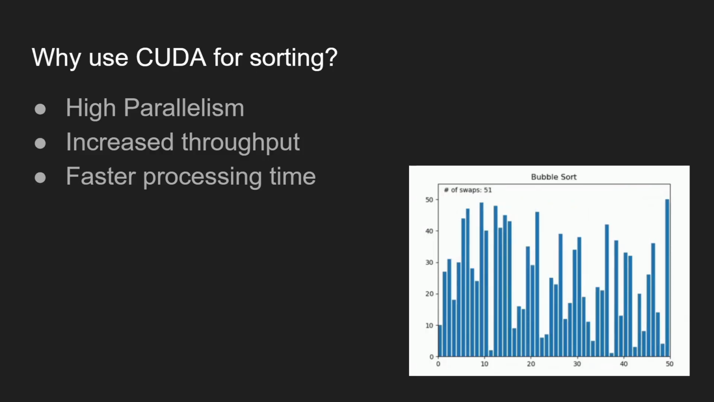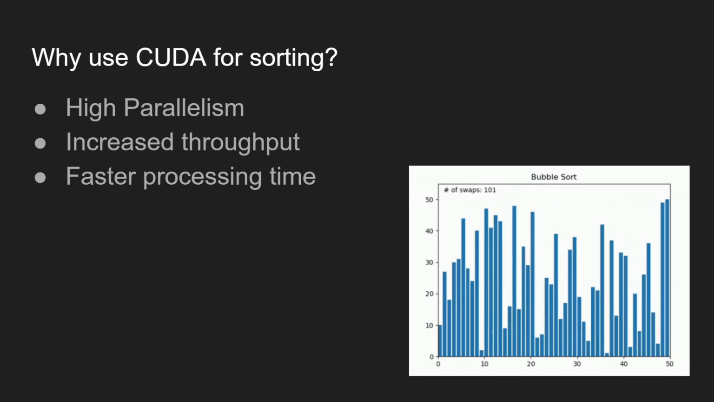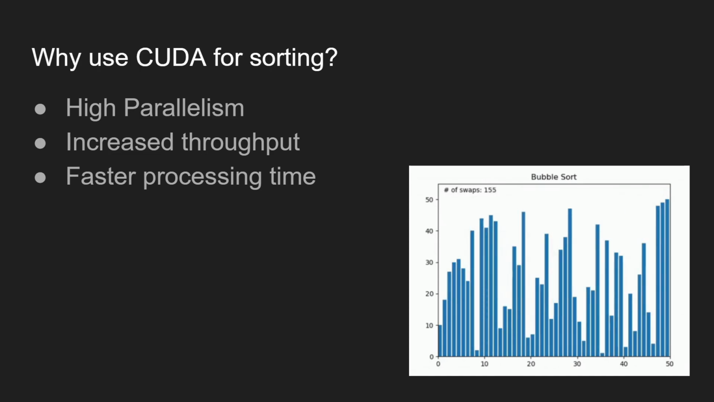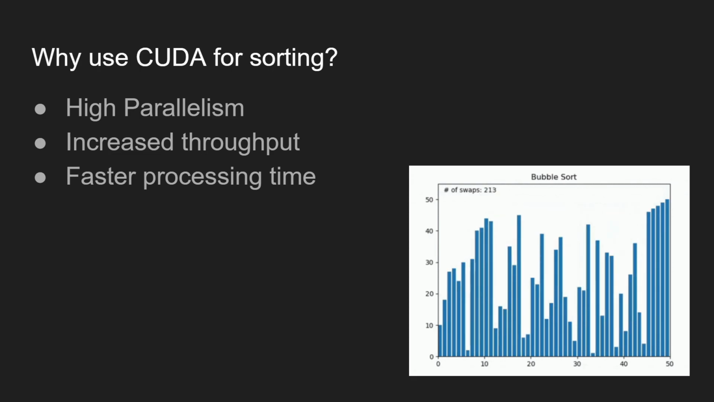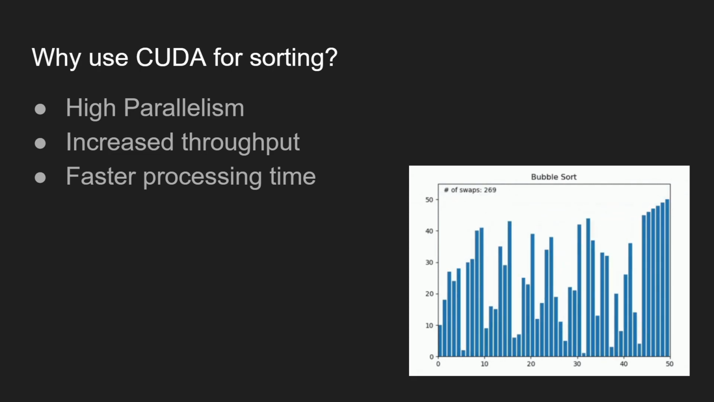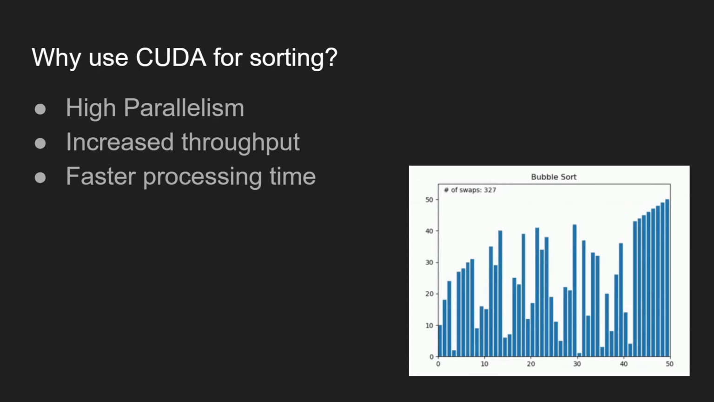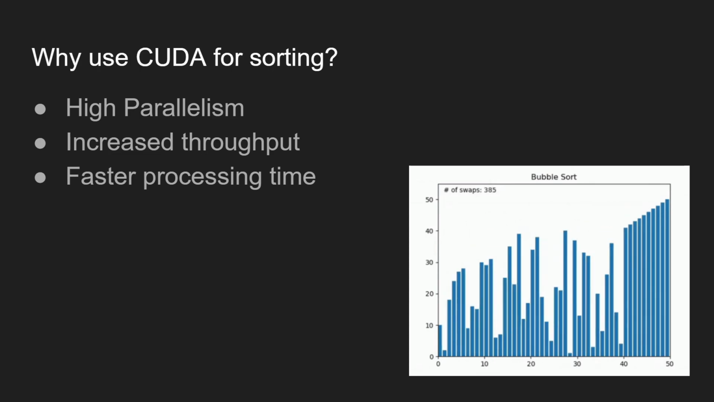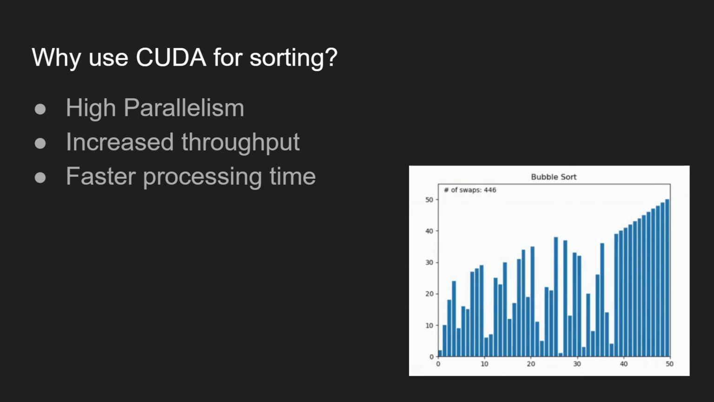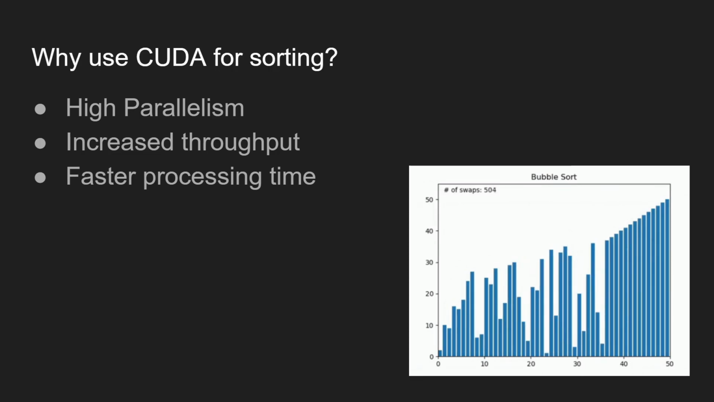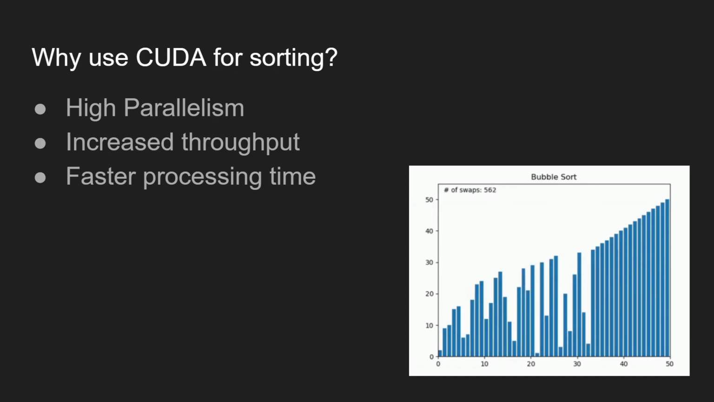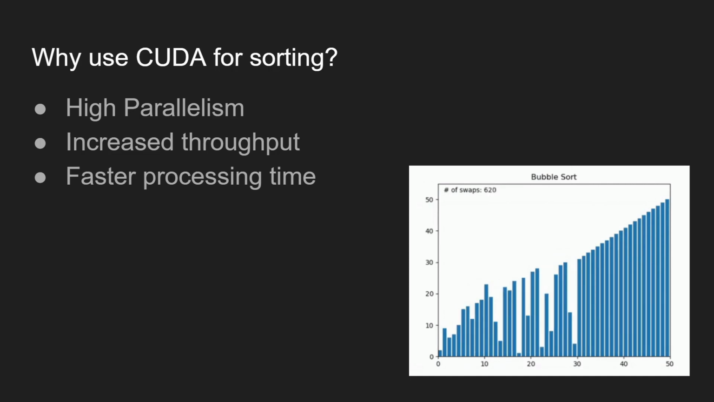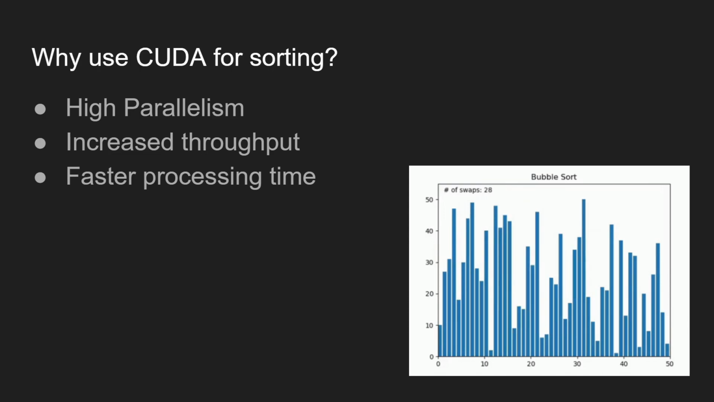All right, so why are we going to use CUDA for sorting? It's because of the high degree of parallelism. We're going to have all of these thousands of cores working together. We also have increased throughput because we have all of these different pipelines going on at the same time. We're going to have a lot of output and faster processing time.